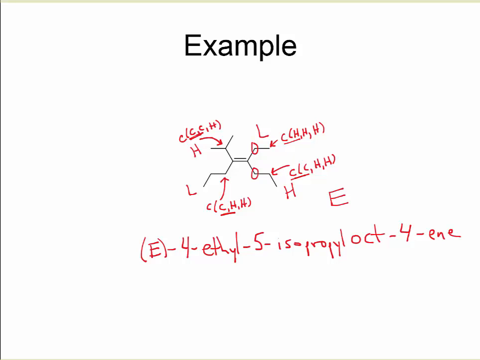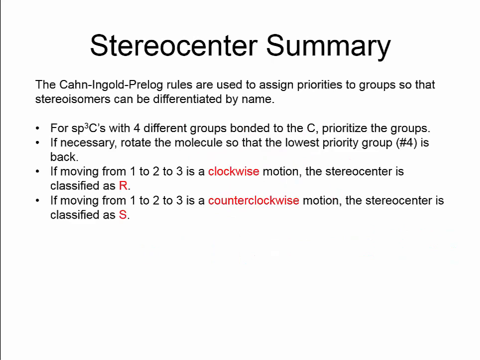That is all one word with no spaces. In summary, the stereocenters are named by first prioritizing the 4 groups that are attached to an sp3 hybridized carbon. Once you have the number 4 group rotated to the back, moving from group 1 to 2 to 3 in a clockwise motion would classify the stereocenter as an R configuration. 1 to 2 to 3 counterclockwise is an S configuration.